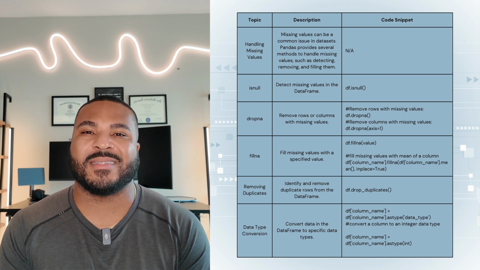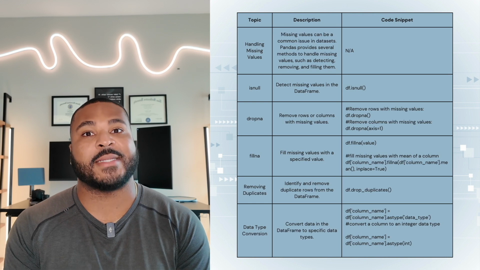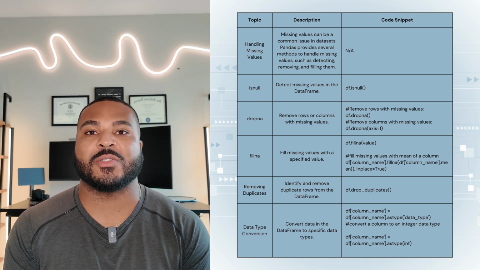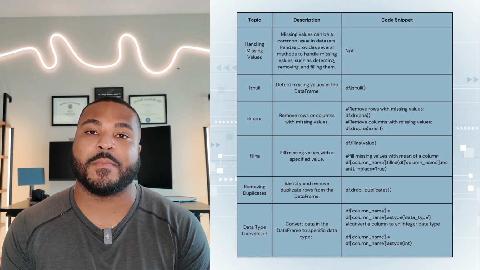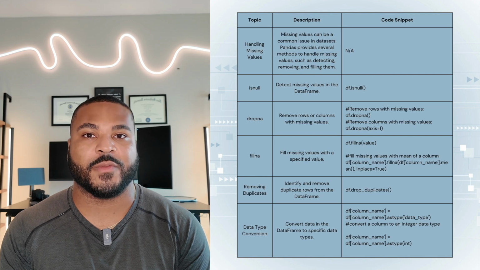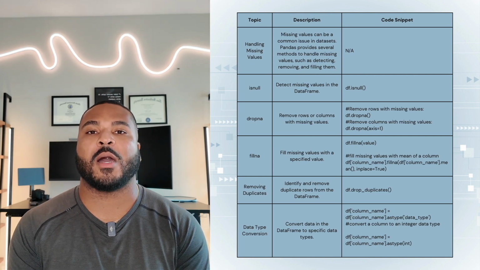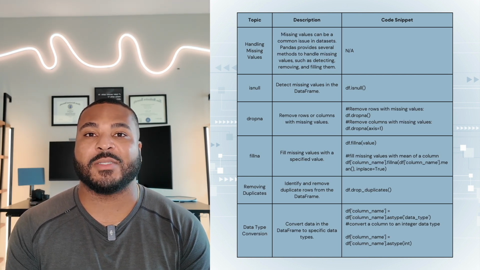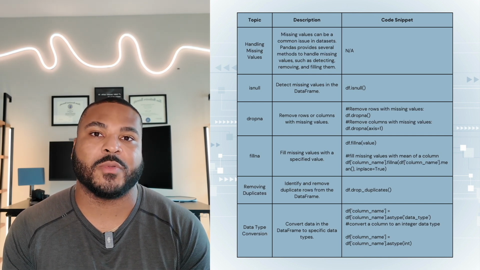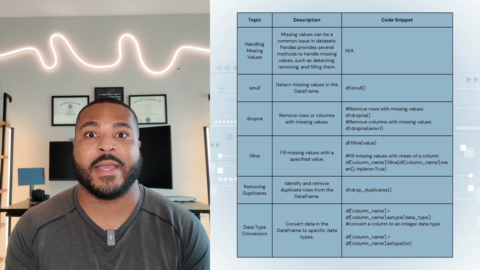Duplicate rows can cause issues in data analysis. To identify and remove duplicate rows from your data frame, use the drop_duplicates method. This method returns a data frame with duplicate rows removed. By default, it considers all columns to identify duplicates, but you can specify a subset of columns if needed. If, for example, you don't want to delete a column that you know has duplicates.